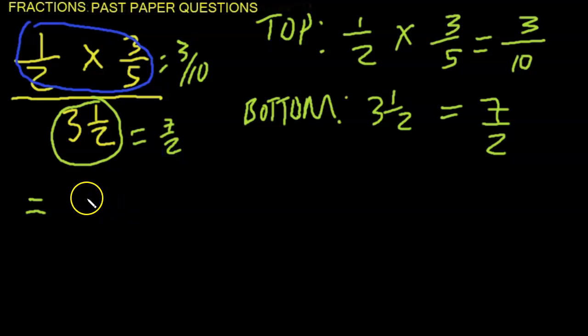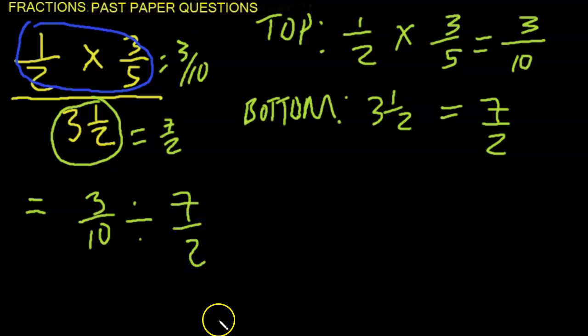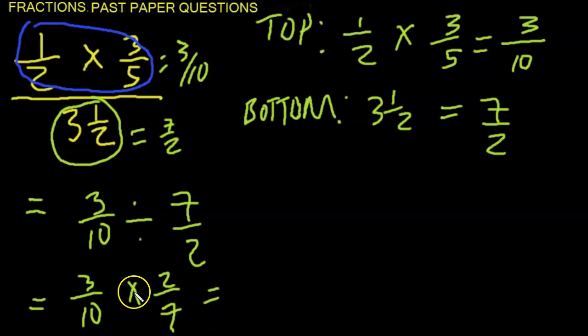So what we really have here is 3 over 10, that's the value of the fractions in blue, surrounded by the blue circle, divided by what we have below, which was 7 over 2. So remember division, this becomes 3 over 10 times 2 over 7. And when I'm multiplying fractions, it's 3 times 2, 6, and 10 times 7 is 70.